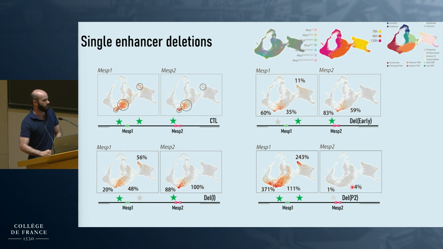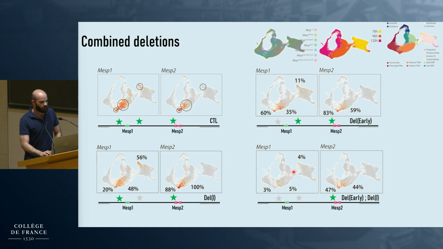When you remove the P2 element, now you completely abolish MESP2 expression. And actually, we were a bit surprised, and we saw the reverse of what we were expecting. We saw an increase of MESP1 expression. And I'll come back to that a bit later.